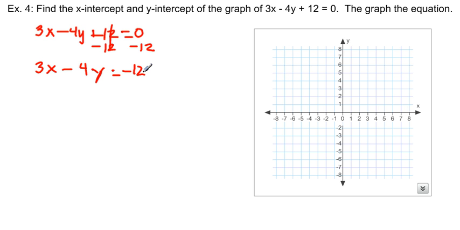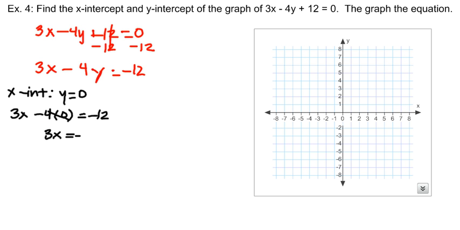Okay, now that I've got it in standard form, I'm going to find the x and y intercepts. So to get the x-intercept, we are going to plug in 0 for the y value and then solve the equation. Here's how it works. 3x minus 4 times 0, 0 is my y value, equals negative 12. What always happens when you do this is that the term with the y ends up disappearing because 4 times 0 is nothing, and so you're really just solving 3x equals negative 12. Divide each side by 3, and the x-intercept is negative 4.